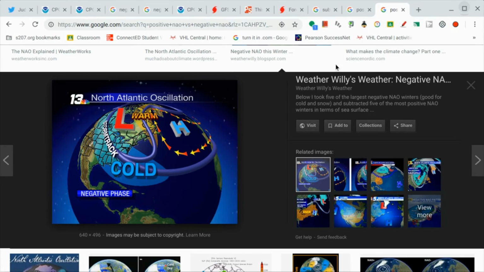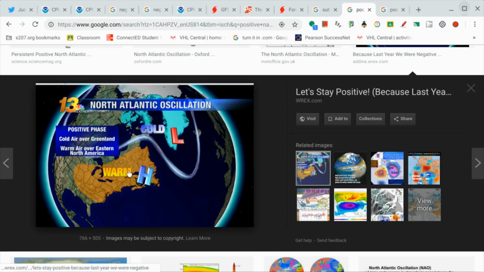Now, I couldn't find an image that was side by side showing the positive, but I have a different image, and this is what a positive phase of the NAO looks like.